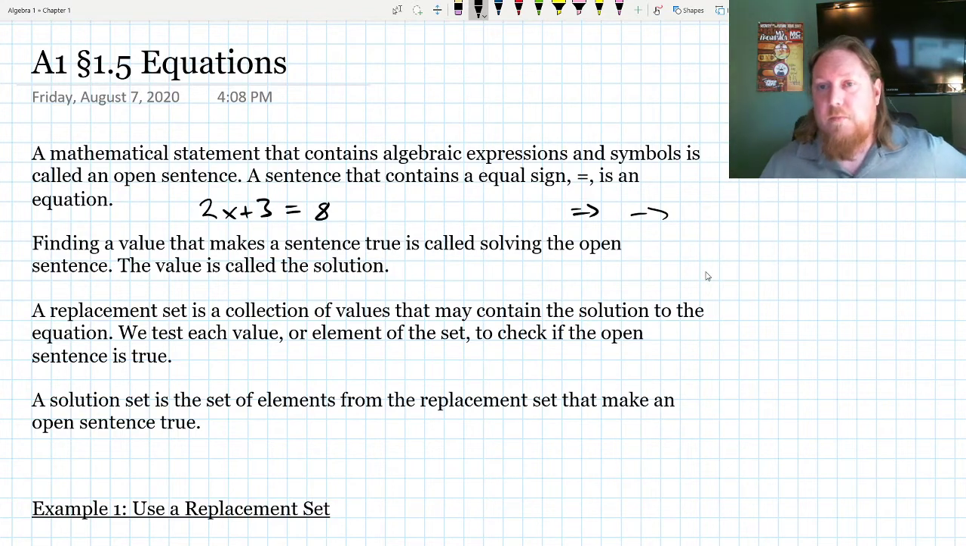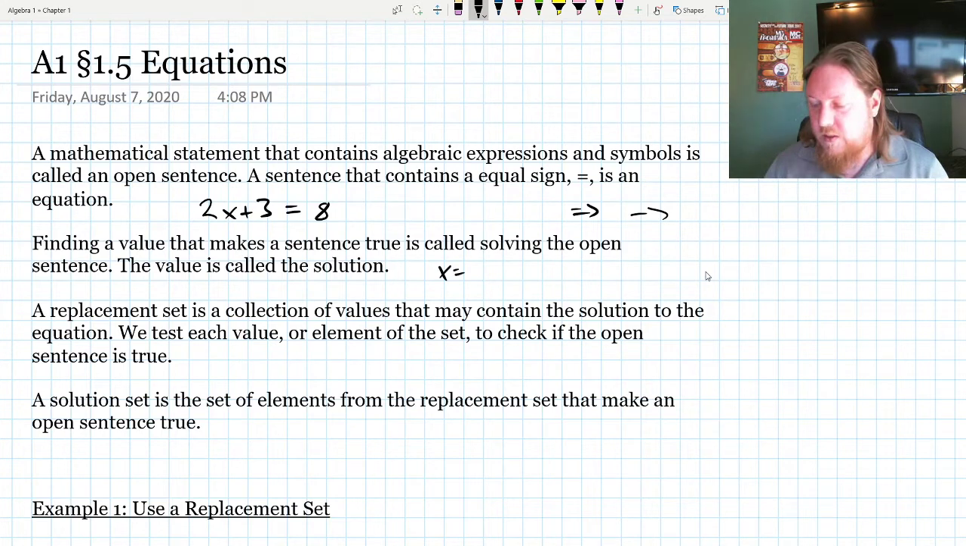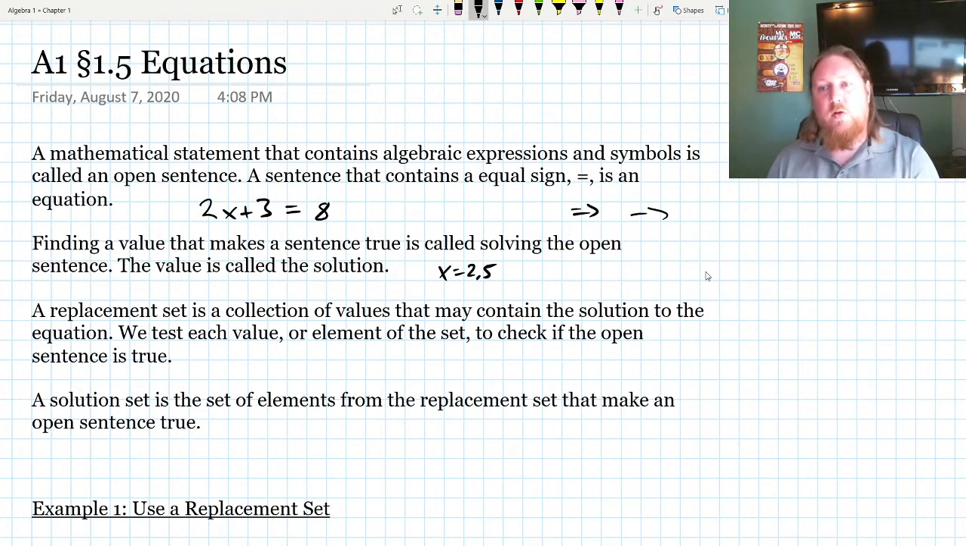The solution is the values of the variables in it that make the statement true. So whatever makes that equation true for x is what the solution is. And the last problem, x equals 2.5. Another relationship between two things, the variable x and the value 2.5, they are equal to each other, they are the same. That value makes the previous equation true. 2 times 2.5 is 5, plus 3 is 8. That's what we're all about here.